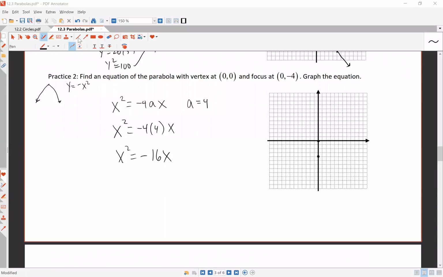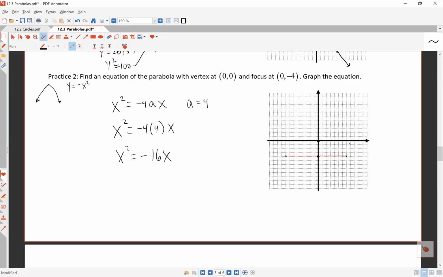And now remember, the focal length is always equal to this 4a, or 16 units long. So our focal length is going to go 8 to the left and 8 to the right. That gives us the points that the parabola goes through.